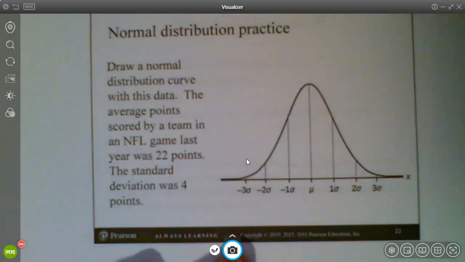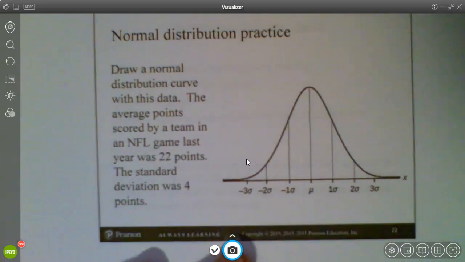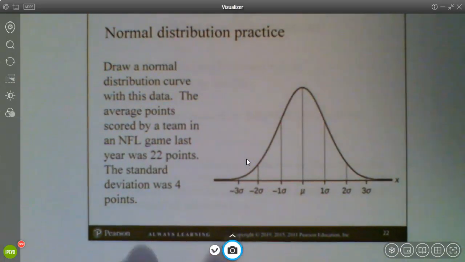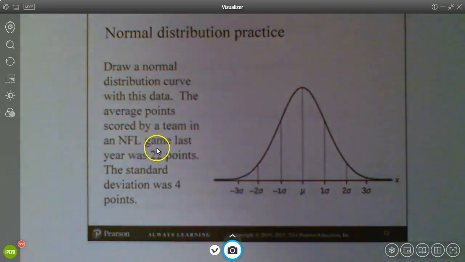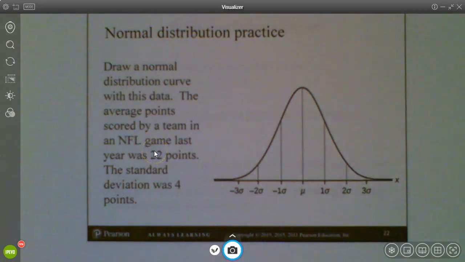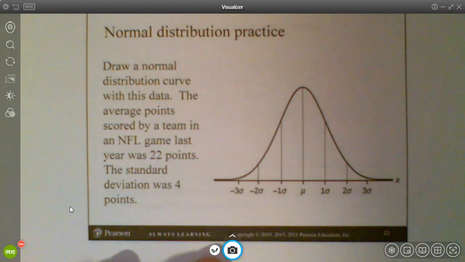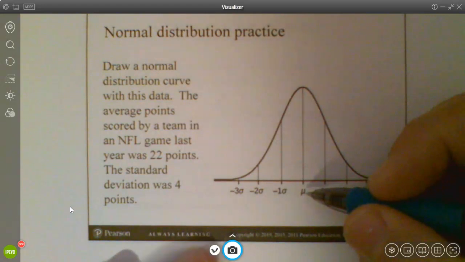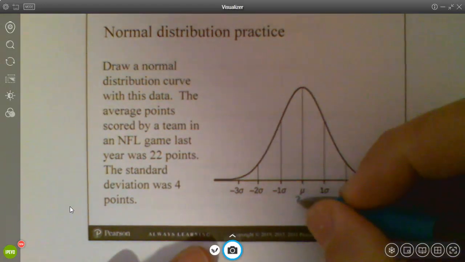So take a look at this. Here's a better drawing than my drawing. Draw a normal distribution curve with this data. The average, the mean, scored by an NFL team in a game last year was 22 points. Standard deviation was 4. So what would that look like in terms of this diagram? Let me just do a complete layout of the diagram, and then I'll give you some questions that they might ask you. So we always put the mean in the middle, right? They said the average was 22 points.